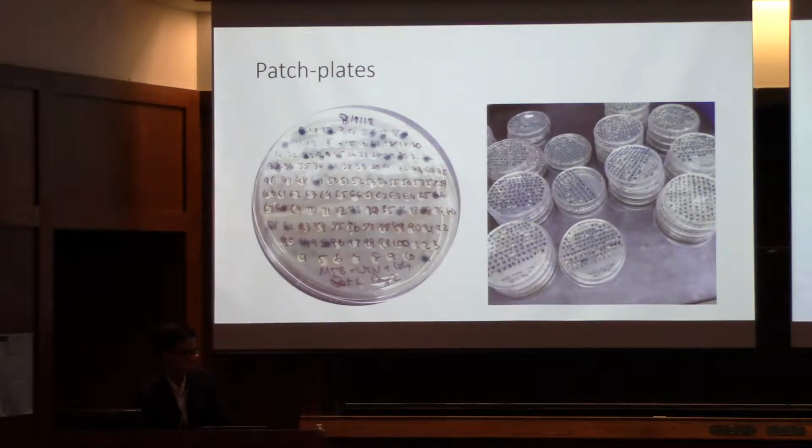This is what a typical patch plate will look like. I try to patch over 100 colonies per plate. This example plate is a mixture of M5 blue and wild type white, cultured in the presence of glycine, and that's the second day of a long-term experiment. And to the right is what my bench looks like after a week of experiment.